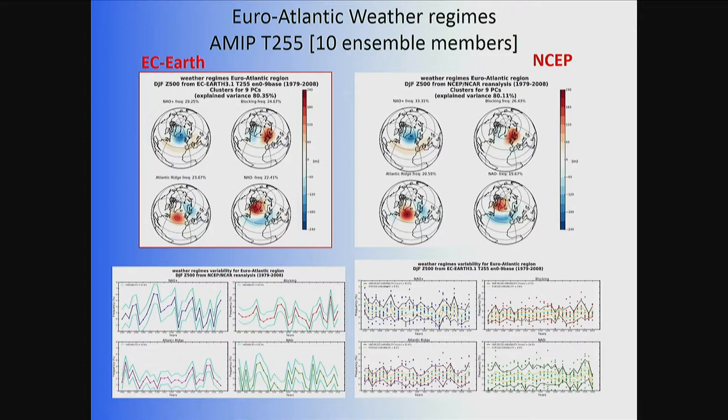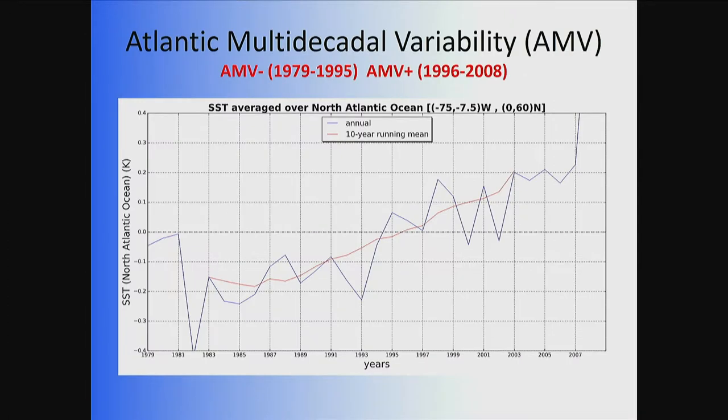Here one can see the frequency over the years, the interannual or inter-ensemble variability, and basically a lot of noise. However, now we wanted to look at the sensitivity of the frequency of these regimes to the Atlantic, to the AMV. Of course, because our integrations are only 30 years long, we don't have an oscillation of the AMV; we are just on the ascending branch of the AMV.